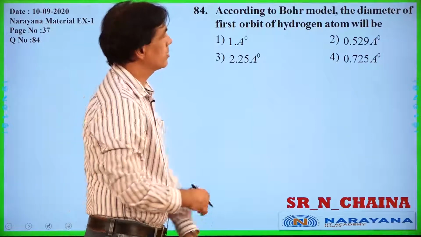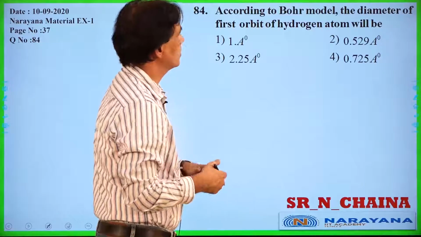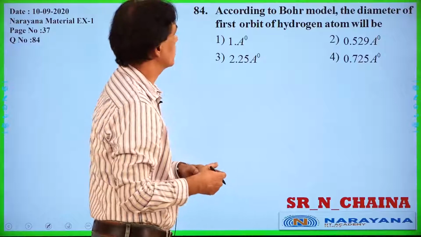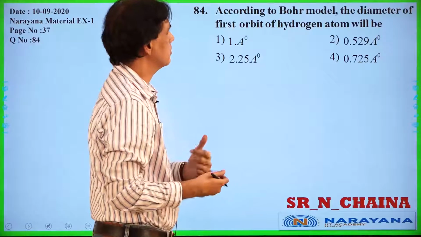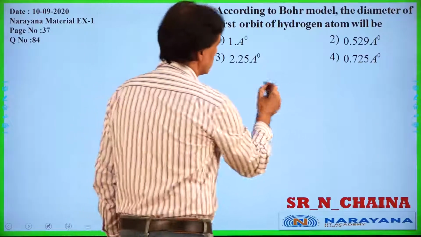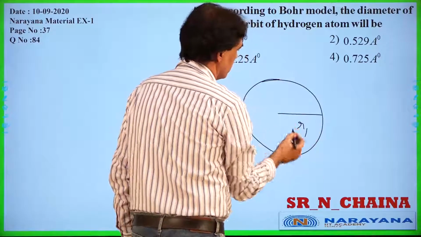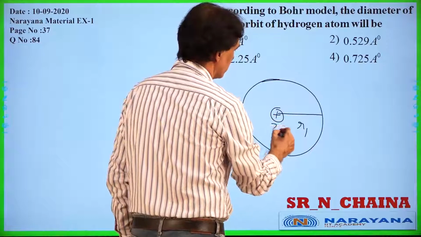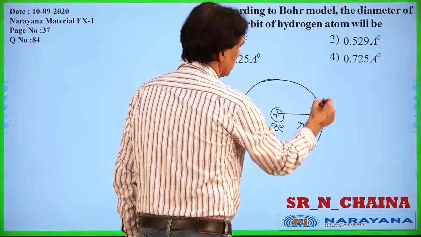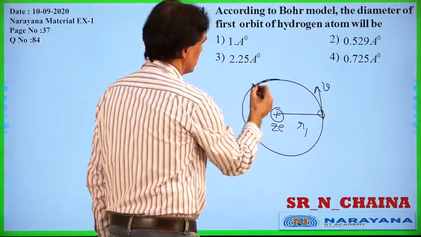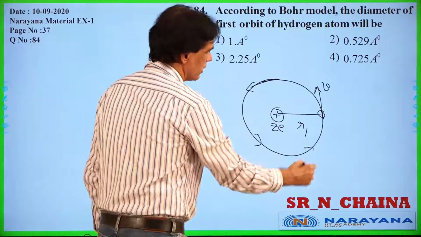According to Bohr's model, the diameter of first orbit of hydrogen atom is... For example, say this is first orbit and this is the radius, say R1. There will be nucleus here, it is Ze. And electron will be revolving in this circular orbit.